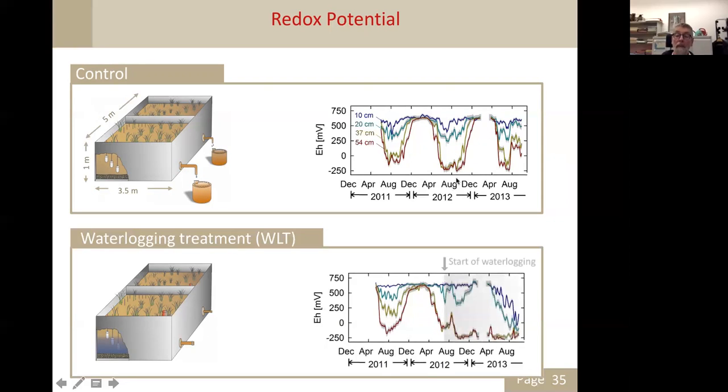But otherwise it was the same. So the difference now comes here after we started in mid-2012 to waterlog. It took 6 weeks until the water rose, because it happened to fall into a dry period, unfortunately. So we had to wait 1.5 months, almost 2 months, until we got the rise in the water table.